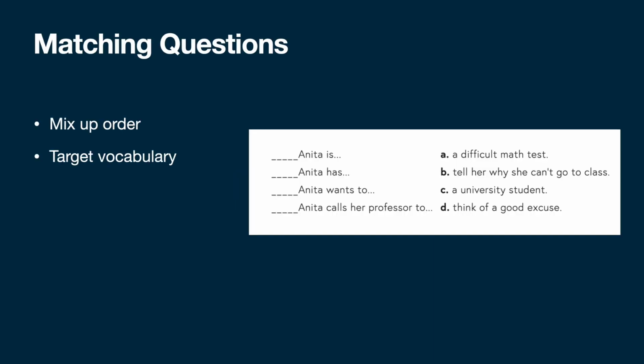Matching questions. This one's pretty straightforward as well. You mix up the order of your answers and you target the vocabulary that was in the story. So Anita is... only one of those options makes the most sense. Anita has... only one of those options makes the most sense. By using matching, you are able to use more complex sentences and learners are able to piece those together. It's more input disguised as an activity.